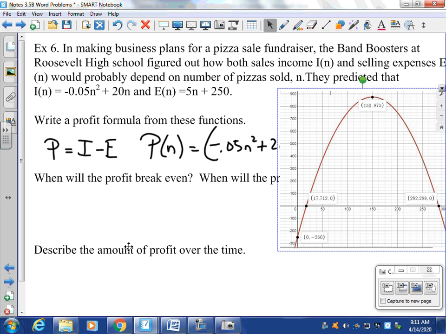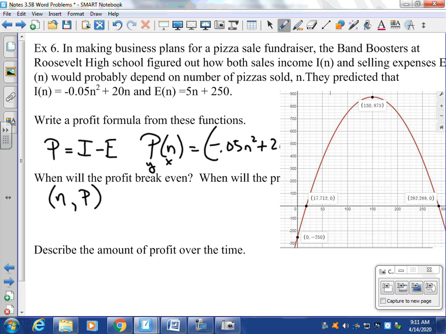Now remember that when you have something in function notation, this is y and this is x. So n is your x and p is your profit. N is the number of pizzas. So this is how many pizzas you would have to sell. When you have sold 0 pizzas, you're negative $250 in the hole because you bought all these pizzas and you haven't sold any. But when the profit is 0, that means you're on the x-intercept. So you break even when you've sold 17.712 pizzas or 282.288 pizzas. Now I know we can't buy a part of a pizza, but that's what the numbers are. So you would have to sell 18 pizzas or 282 pizzas and you would be making a profit, but if you sell these two numbers, you're breaking even.